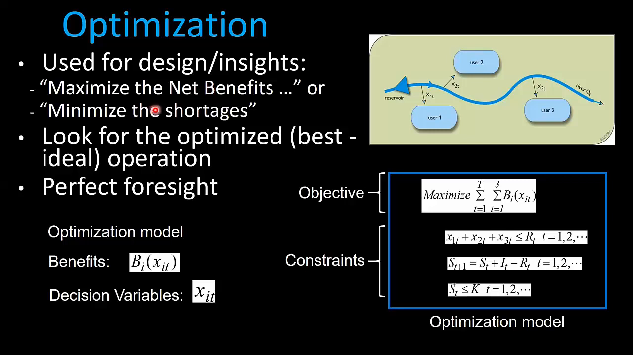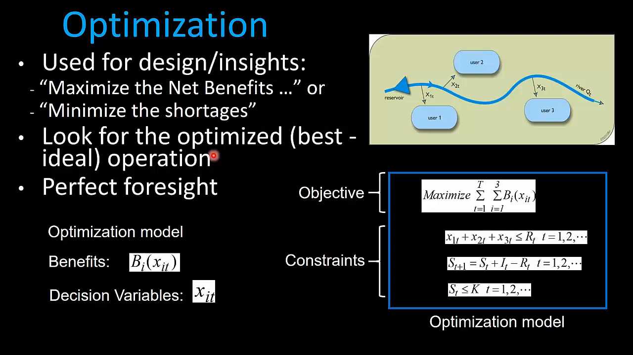But please consider that every time that we're talking about optimization in water resources management, it is basically about minimizing or maximizing. Then the next one is that we're looking for that optimized operation, the best or ideal operation. Again, we want to look for these insights. What are the places where we can operate a system ideally? What will be the capacities?